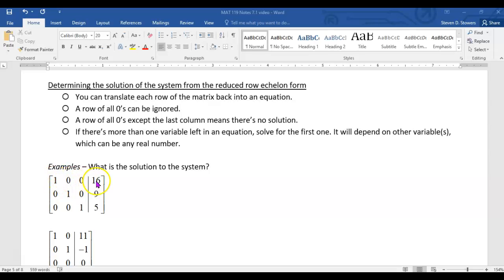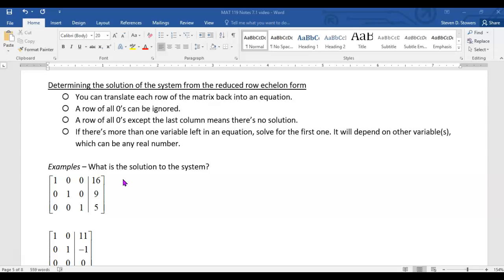Remember that each row of a matrix corresponds to an equation. So you can translate the rows of the matrix back into equations. Remember, the first column is the coefficient on the first variable, the second column is the coefficient on the second variable, and so on until the last column is the constant on the other side of the equal sign. If you have any rows that are just all zeros all the way across, you can ignore those. They're just telling you that 0 times x plus 0 times y plus 0 times z equals 0, and that's going to be true no matter what.